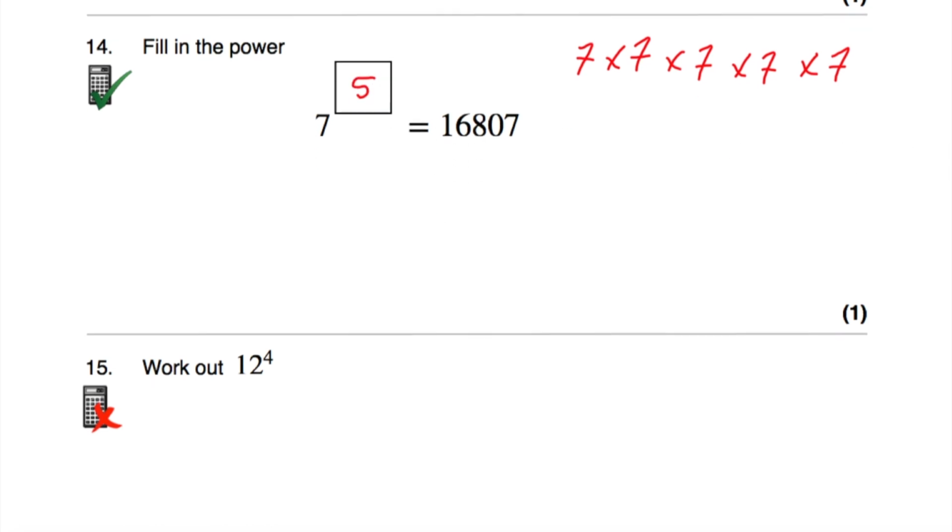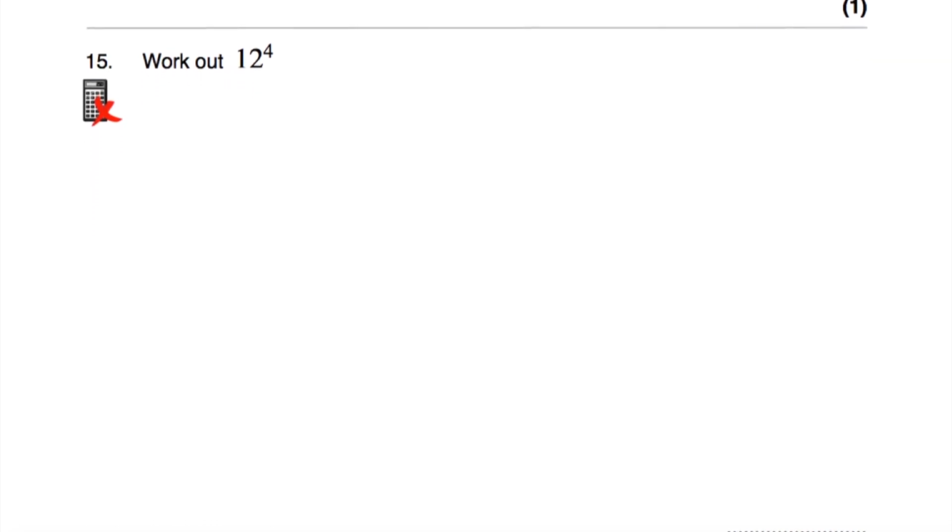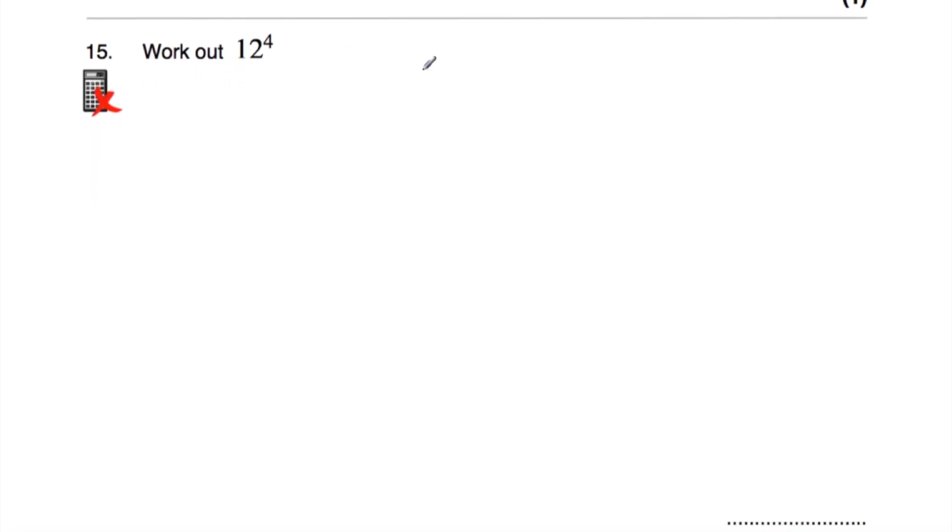Okay, our next question, question number 15. Question number 15, we've been asked to work out 12 to the power of 4. So that's going to be 12 times 12 times 12 times 12. So that's going to be 12 to the power 4. So let's work this out and see what we get. So 12 times 12 is 144. So we've got 144. And then we're going to multiply that by 12. And then we're going to get that answer and multiply by 12 again and see what we get.